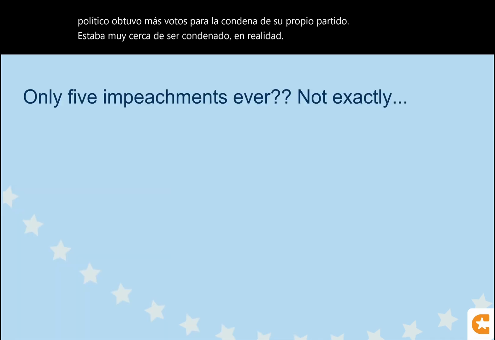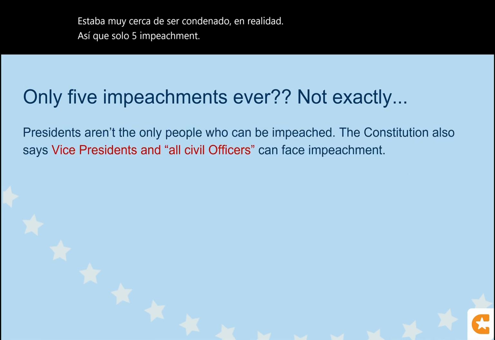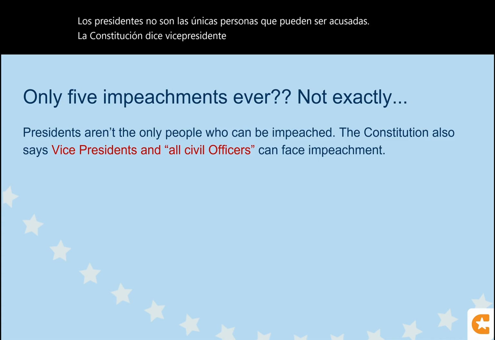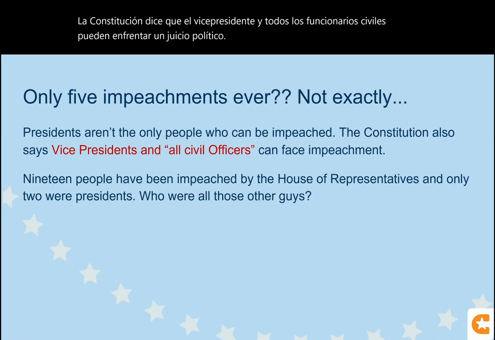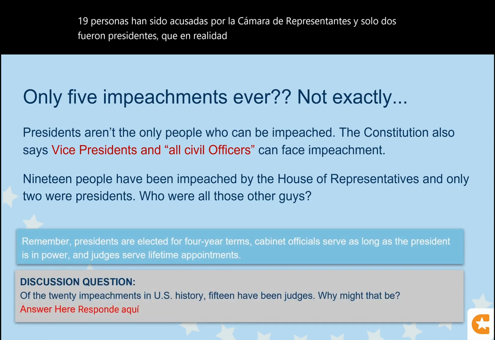So, only 5 impeachments ever? Not exactly. Presidents aren't the only people who can be impeached. The Constitution says vice presidents and all civil officers can face impeachment. 19 people have been impeached by the House of Representatives, and only 2 were presidents, which is actually 3 now. Who are the other guys?